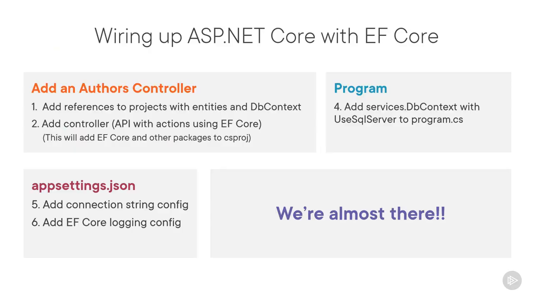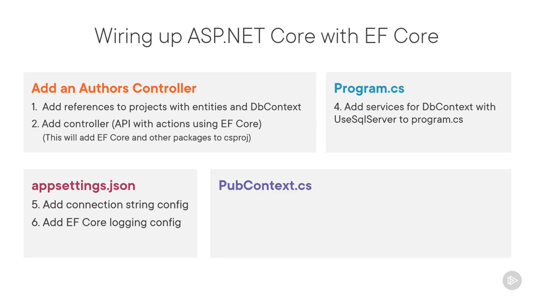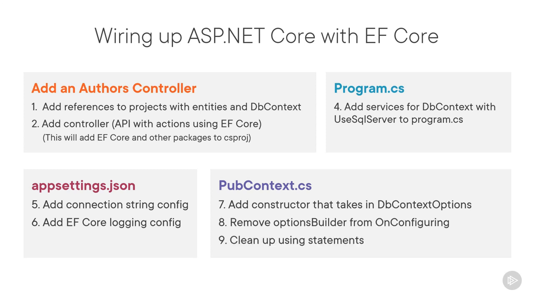If this is the first time you've done this wiring up between ASP.NET Core and EF Core, it may seem like a lot of steps. But once you've done it a few times, it just feels routine. So I hope you'll trust me on that. And the bad news is we're still not quite done yet. The last stop is in the PubContext file. We're going to add a constructor that can work with the dependency injection that we just defined in the Program class. And then we'll just do a little cleanup.